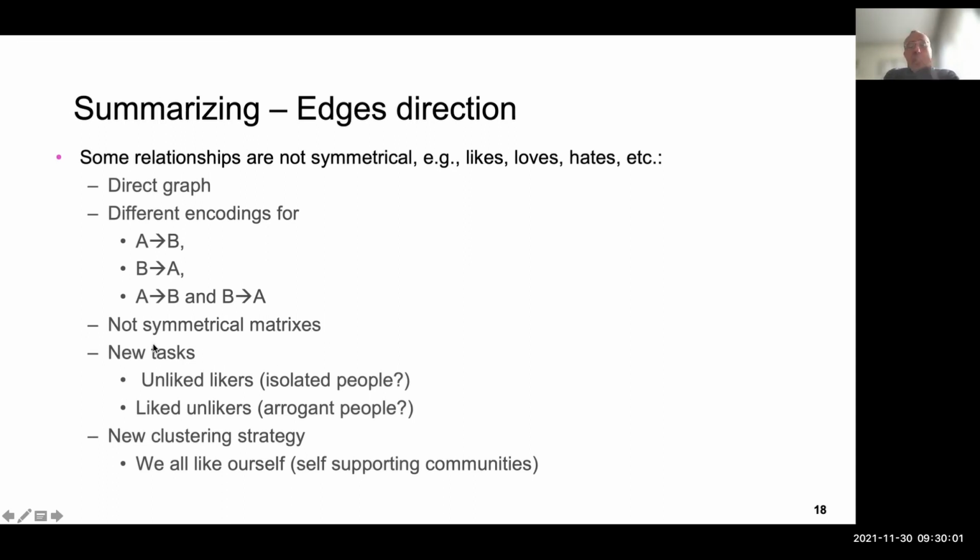And more interestingly, you have new tasks. You can look for the likers, people that are isolated, like the two girls in the graph before. Or you can have the liked and the likers: people that are liked by a lot of people, but they don't like anyone. So the arrogant people. And you can have a clustering strategy: we all like ourselves, self-supporting communities closed inside the members.